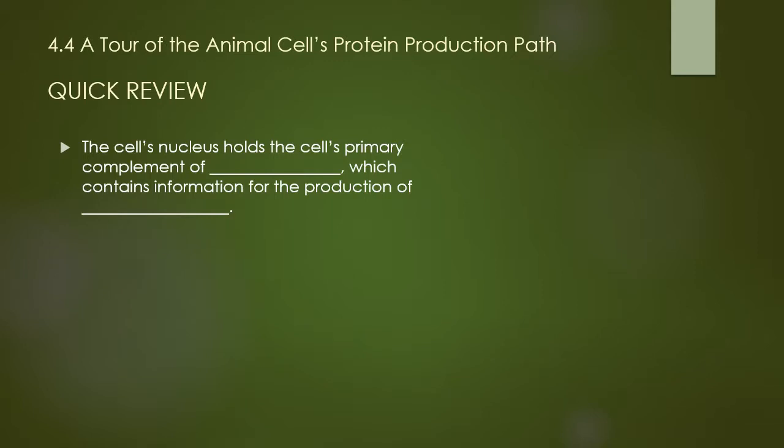Let's do a quick review question here. The cell's nucleus holds the cell's primary complement of blank, which contains information for the production of blank. So the nucleus holds the primary complement of DNA, which contains information for the production of proteins. So that's one of the most important things that happens in your cell, is that DNA being read and producing proteins, and then that controls everything else that goes on everywhere else in your body.